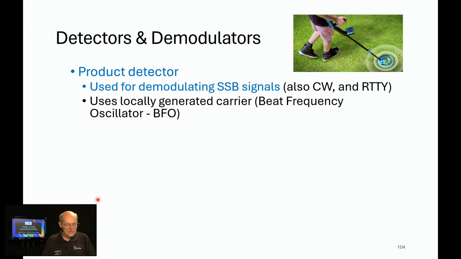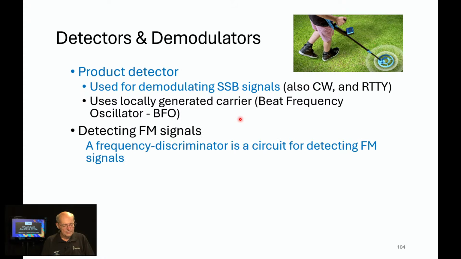Product detector, associate that with demodulating single sideband signals. Also works for some of the digital modes in CW. Now remember, with single sideband, we suppressed the carrier. We need to add that back in order to detect the audio. So that uses what's called a beat frequency oscillator to achieve that. FM uses a frequency discriminator. It's a circuit for detecting FM signals. So you just need to associate these modulation types and what we need to decode them.